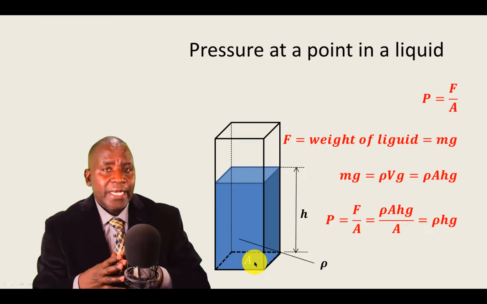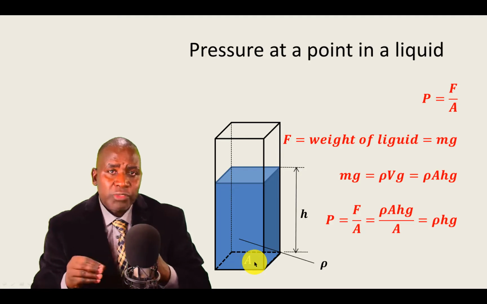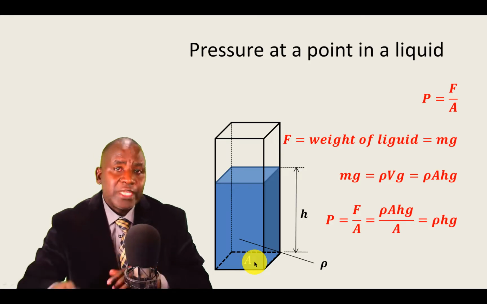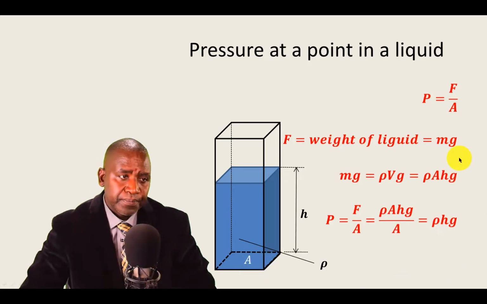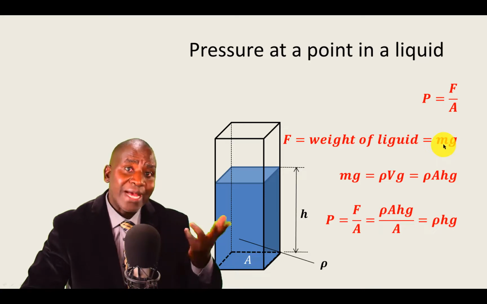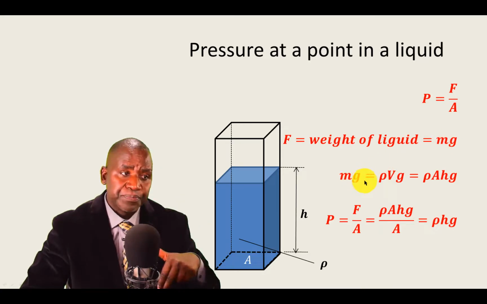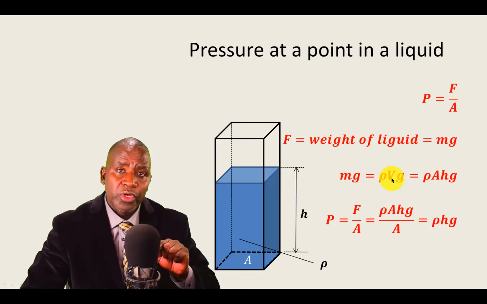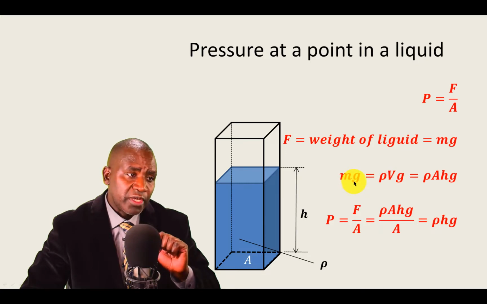Weight is calculated from mass by multiplying the mass by the gravitational field strength, here, mg. And then mass can be calculated from the density of the liquid and the volume of the liquid. So this m is density of the liquid times the volume of the liquid. Of course, there is g here, and that g also appears there.